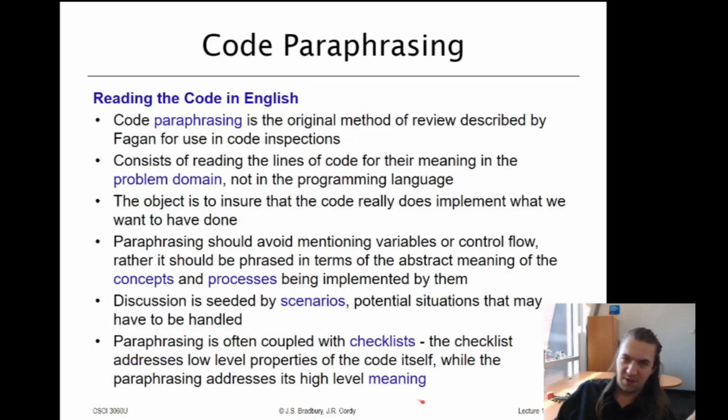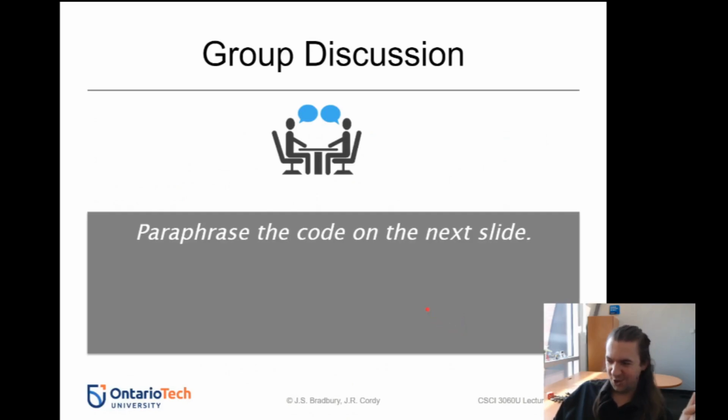So paraphrasing is often combined with checklists. The checklist is usually addressing the specifics of the code, how many lines does it have, or variables declared before use, that kind of thing. And the paraphrasing is about the meaning of it. So I think if we did have class discussion, which unfortunately we missed, maybe you could talk about it in the Slack if you really feel like it, maybe.